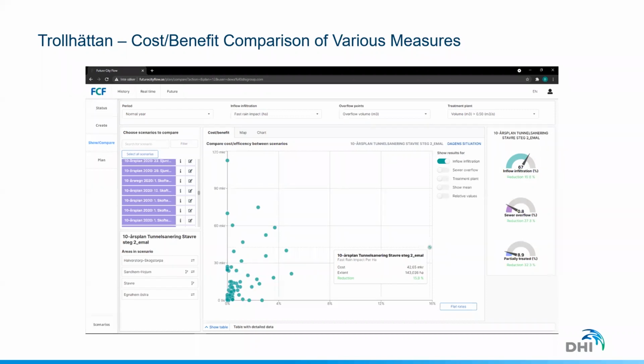Trollhättan then used Future City Flow analysis to recommend focus measures for the coming 10 years. A snapshot of those scenarios is what you see here on this screen. And as you can see, one of the scenarios here yields an almost 16% reduction in overall inflow and infiltration, with a cost not much higher than many of the other scenarios.